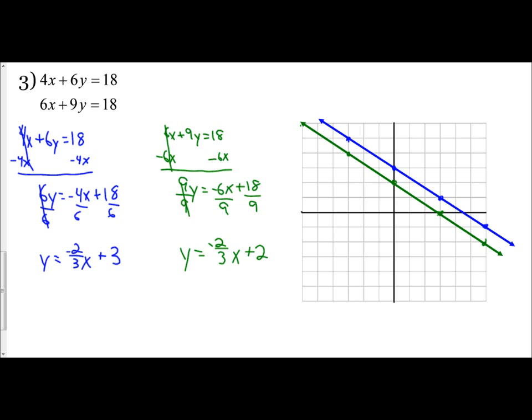I can even look at the equations themselves and see I have a slope of negative 2/3. I have a slope of negative 2/3. So they are the same slope, which means they're parallel. I can also tell they're parallel because they are same slope and different y-intercepts. And so parallel lines never intersect. So there's never going to be a point of intersection. So we say there is no solution.